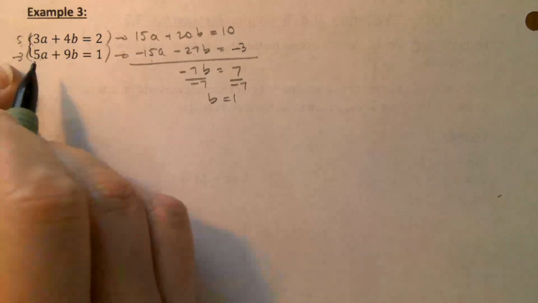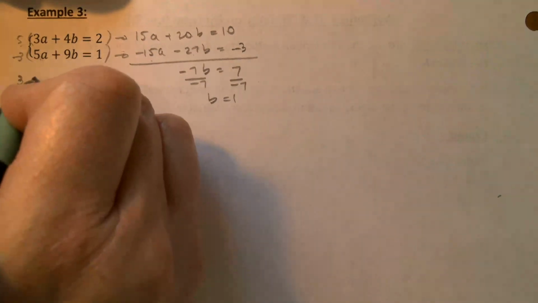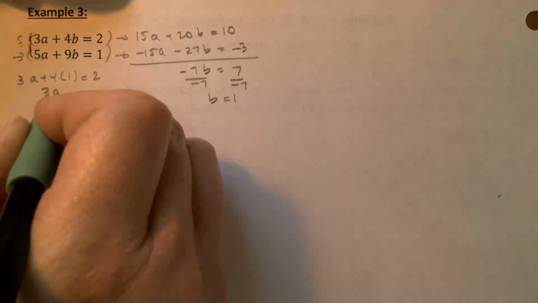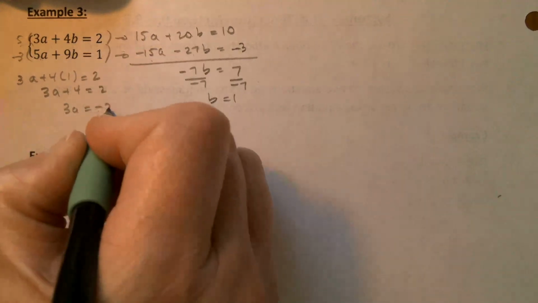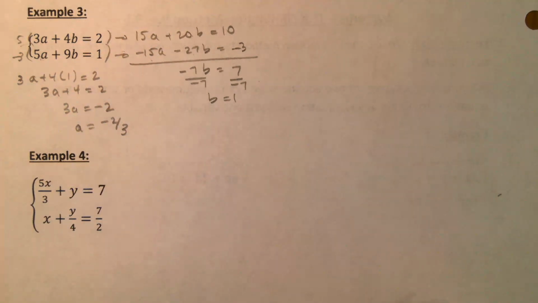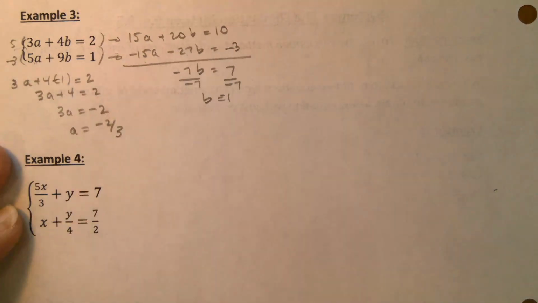I can plug that into any of these. I'll plug it into the first one just because. So 3a plus 4 times 1 equals 2. 3a plus 4 equals 2. 3a equals -2. A is equal to -2/3. And you might look at that and go, ooh, wait a minute, there's a fraction there. And it could indicate that something's wrong. And it is wrong because I didn't do a negative there. So let's try this again.